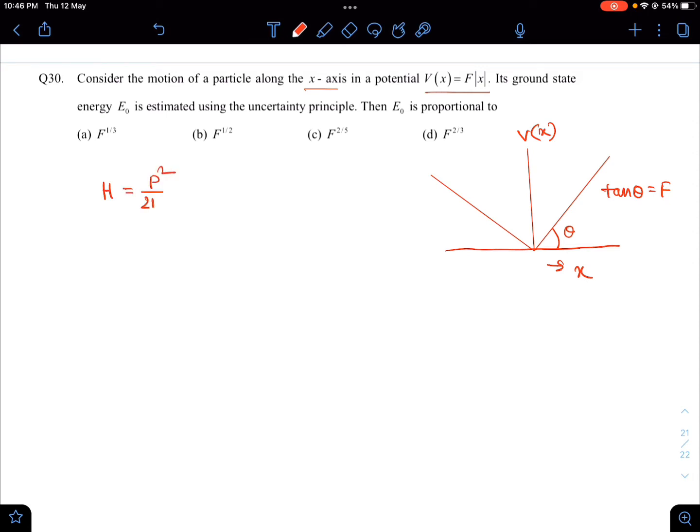So the Hamiltonian of the particle will be p square by 2m plus F mod x. This is the Hamiltonian of the particle, and now, using the uncertainty principle, we have to estimate its ground state energy, and we have to find the factor of F which will appear in the ground state energy.